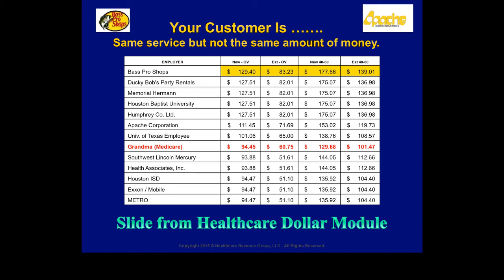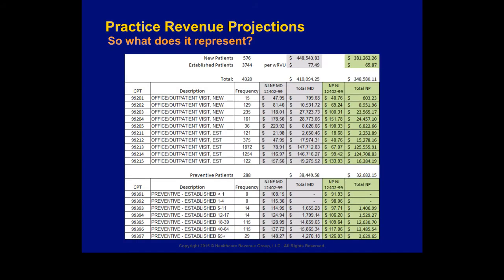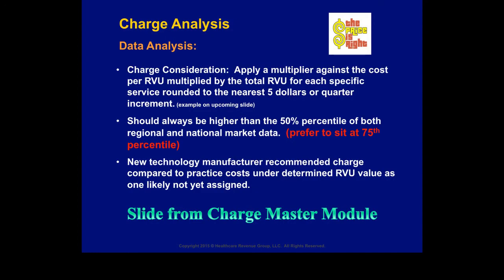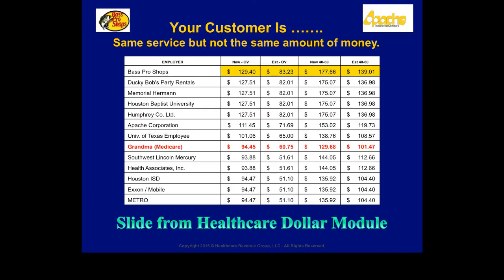Because again, when I start multiplying 576, 374.4 against, reverse. When I start multiplying those numbers against 129, I'm going to get a bigger number than when I do it against 94.45. So let's do that.